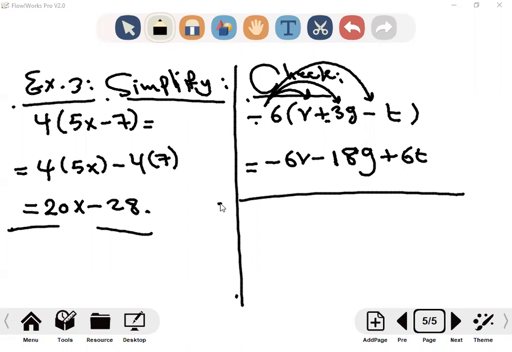We are multiplying. Negative by positive, the answer is negative. Positive by negative, negative. Negative by negative, positive.